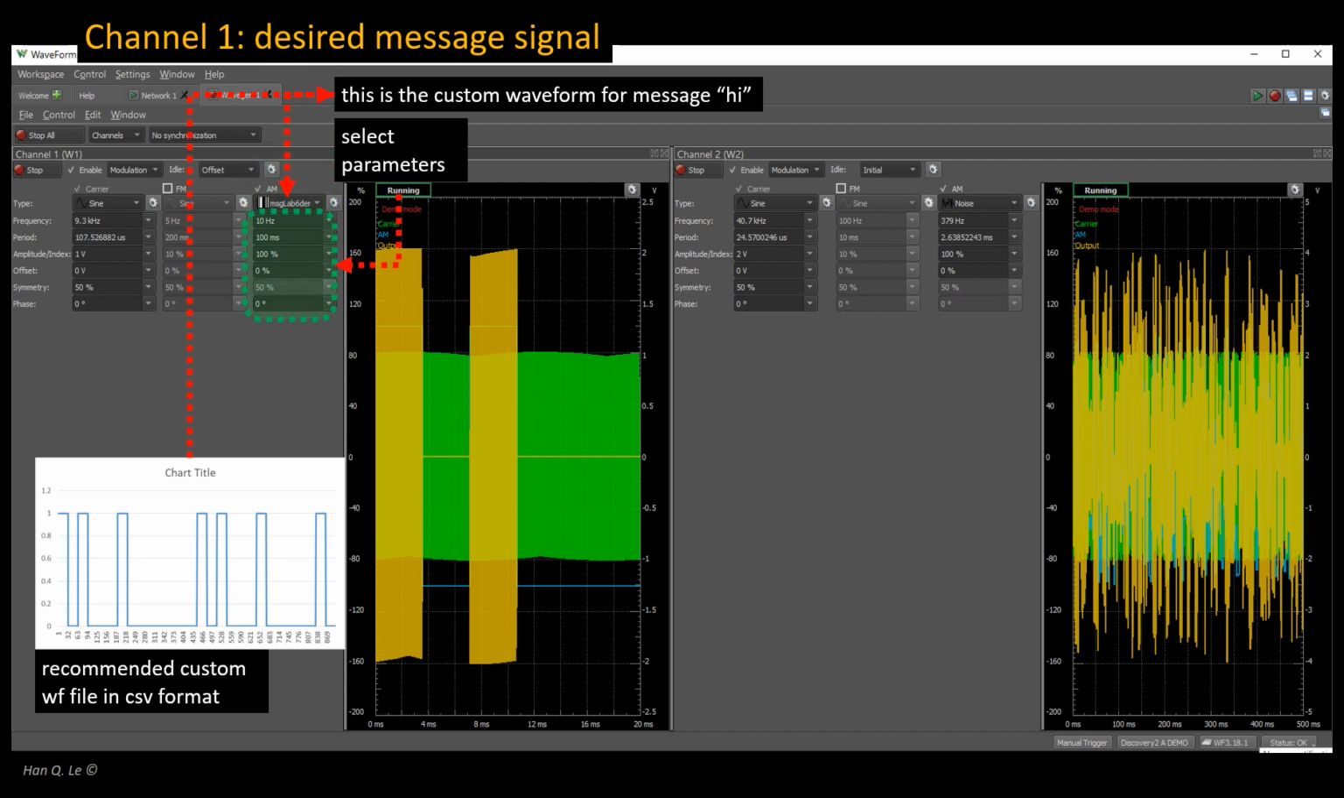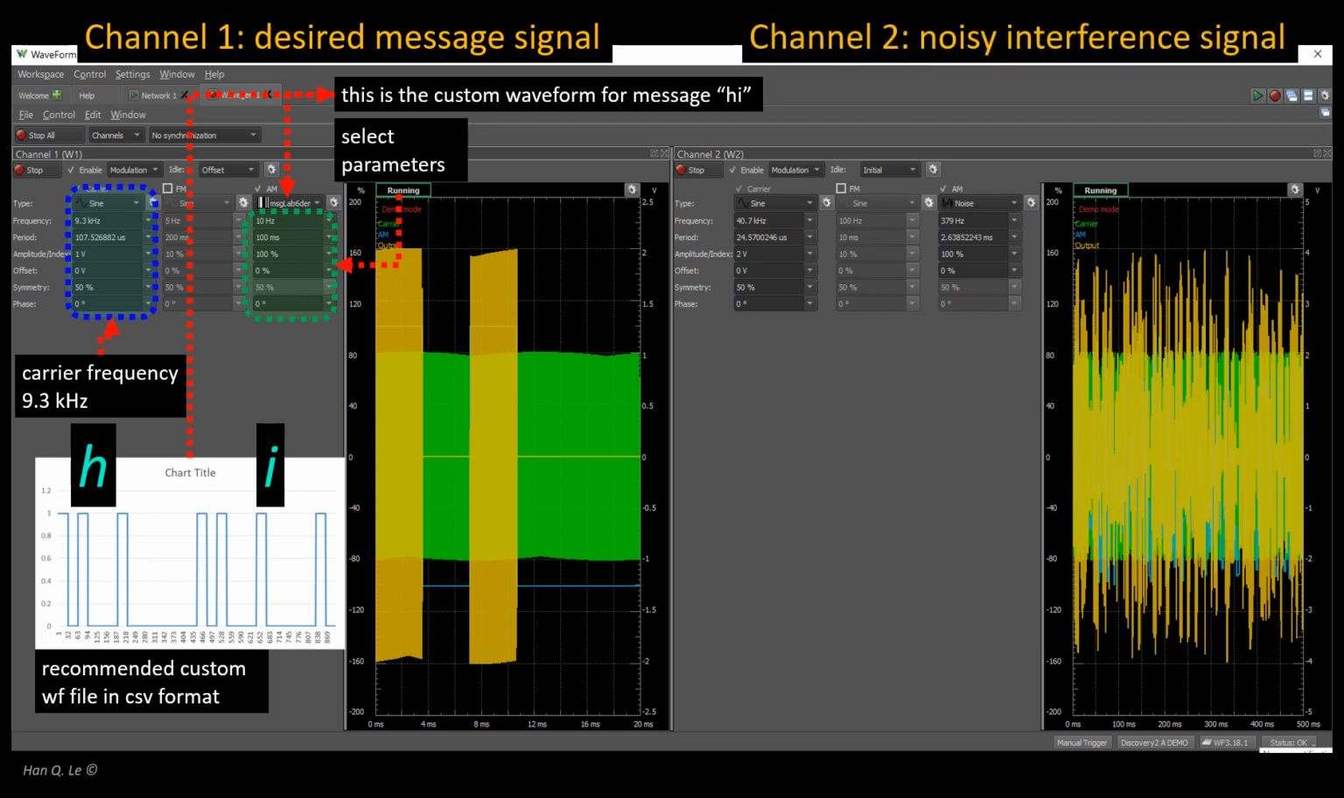As mentioned, the message was the binary ASCII code of 2 characters, H and I for high. The carrier frequency was 9.3 kHz, which is within the filter passband. On the right, channel 2 simulated a noisy interference signal.